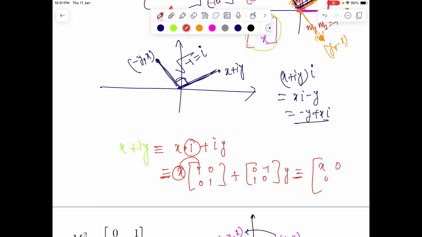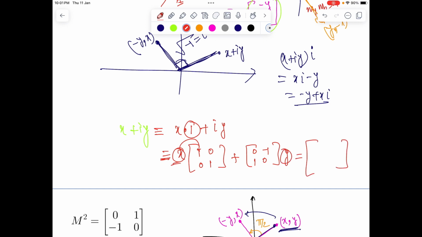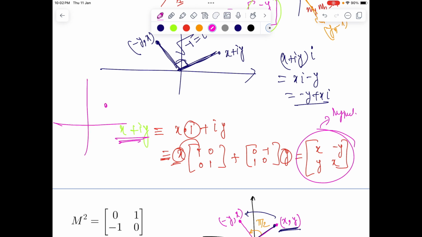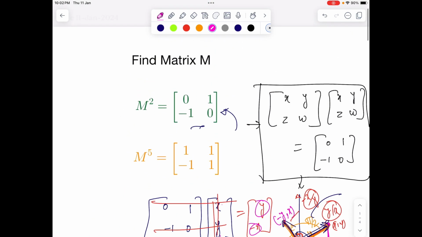Now x is behaving like a scalar here, and this is a matrix operator, so x 0 0 x, and now you have y times the rotation matrix, so 0 minus y, y 0. Okay, with this notation where x and y are just real numbers, we get our answer as x minus y, y x, and that's something really magical. You see how nicely I'm able to represent any number in the coordinate system using a matrix. So this is our new mathematical discovery.